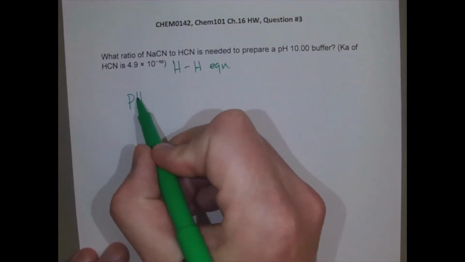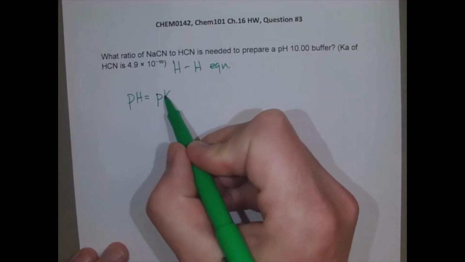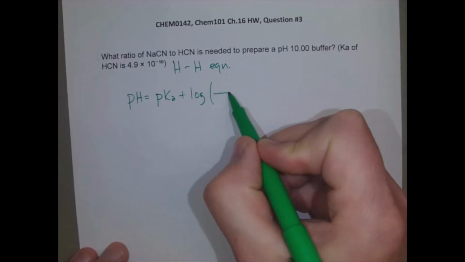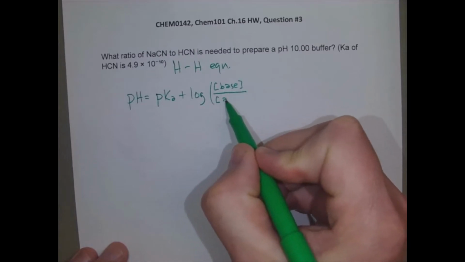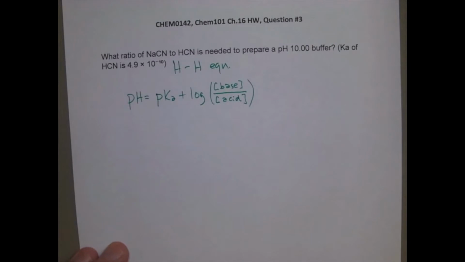So the pH of a buffer is equal to the pKa plus the log of the concentration of the base over the concentration of the acid in the buffer mixture. That's the Henderson-Hasselbalch equation.